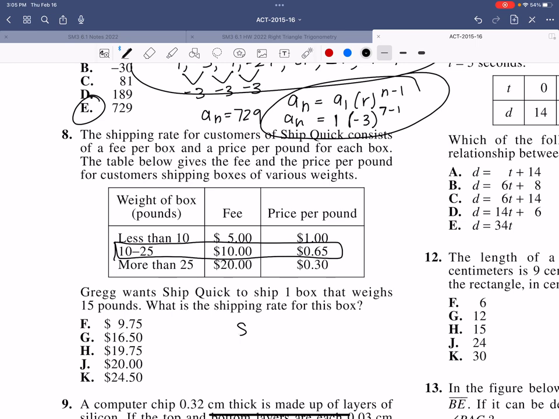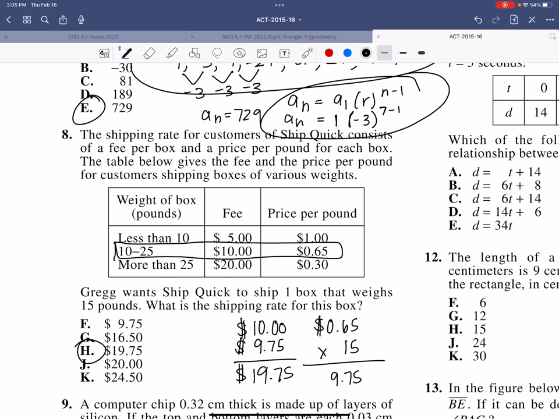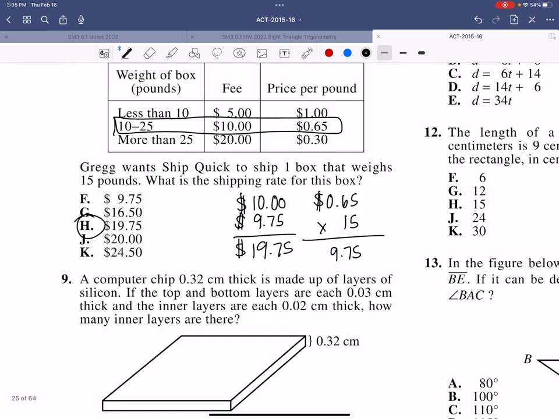So there's a one-time fee of $10. And then it says price per pound is 65 cents. So times 15 pounds and you get $9.75. So if I add those together, that's going to be the total cost to ship the box. So 8 would be 19.75. So the one-time fee plus the price per pound.